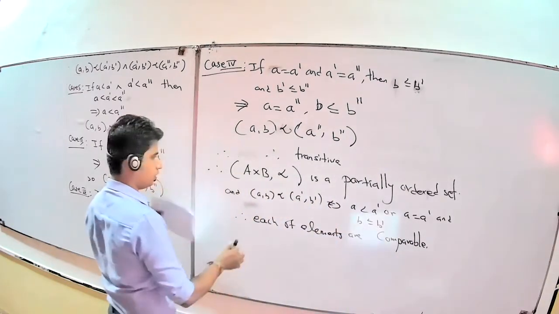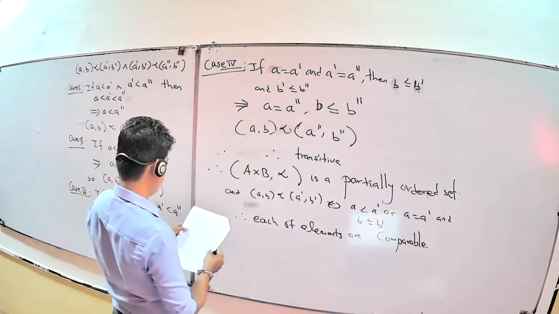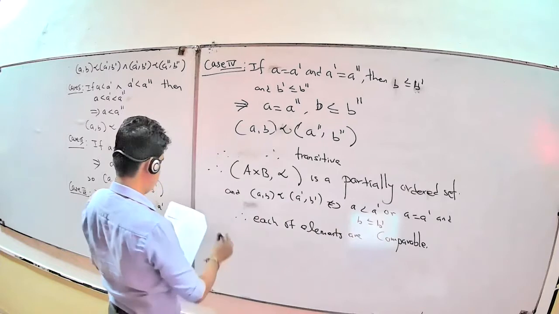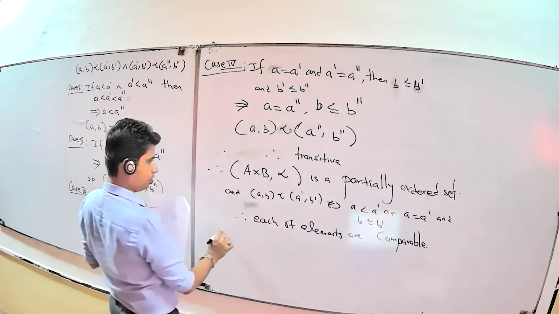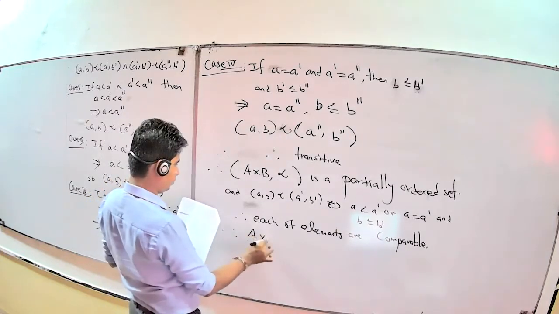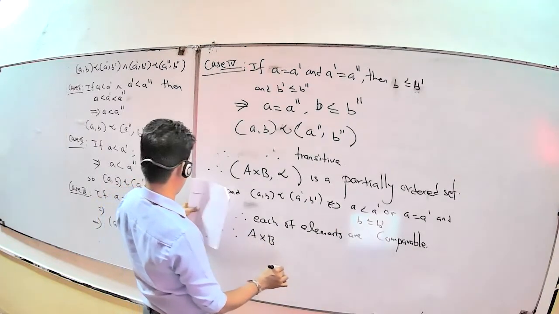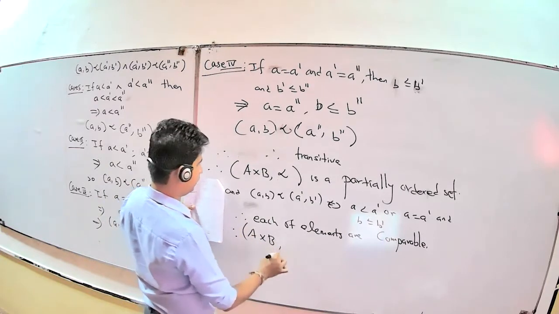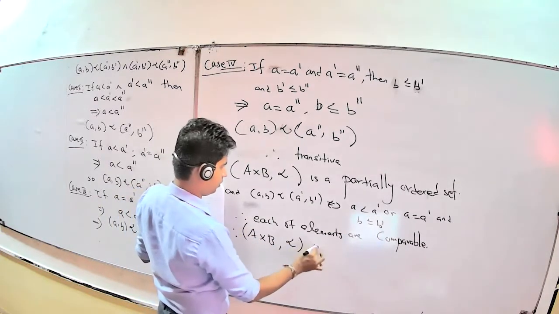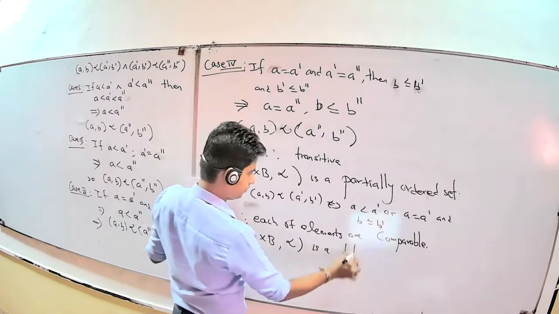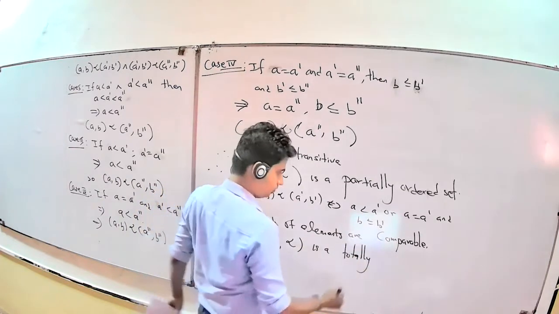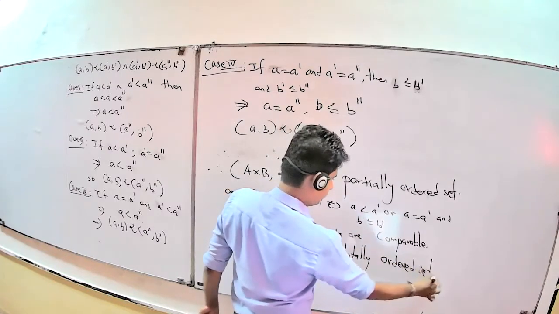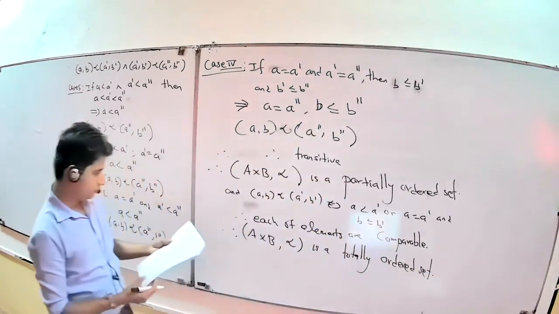Here each element is comparable, right? Each element of A cross B is comparable. Therefore, this A cross B is a totally ordered set, right? Totally ordered set.